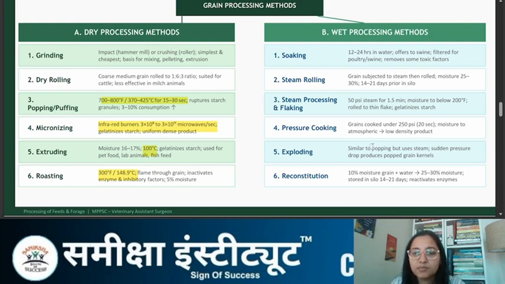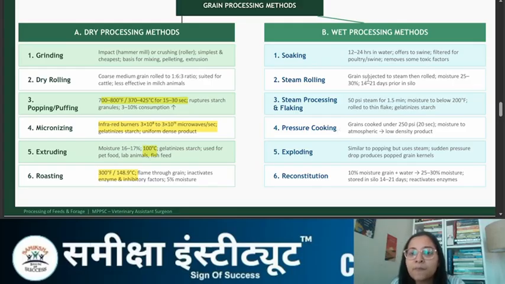Then the wet processing methods. These are basically grain processing methods, so it can be dry processing or wet processing. Soaking of the grains: for 12 to 24 hours, grains are soaked in water and then offered to swine. These can be filtered. This will also remove the toxic factors. Toxic factors will get removed after soaking.